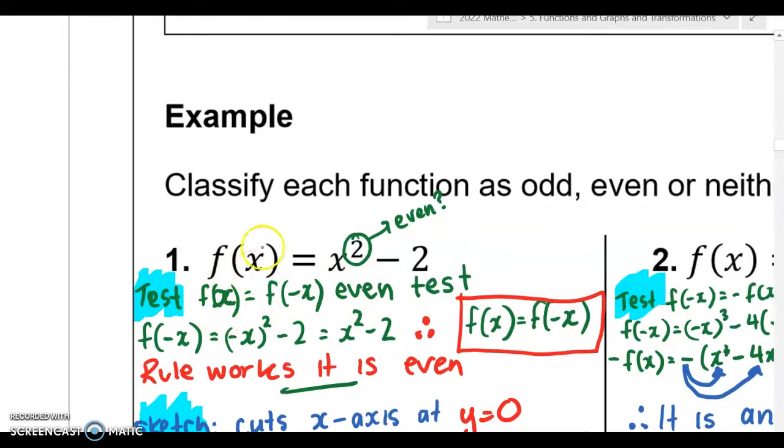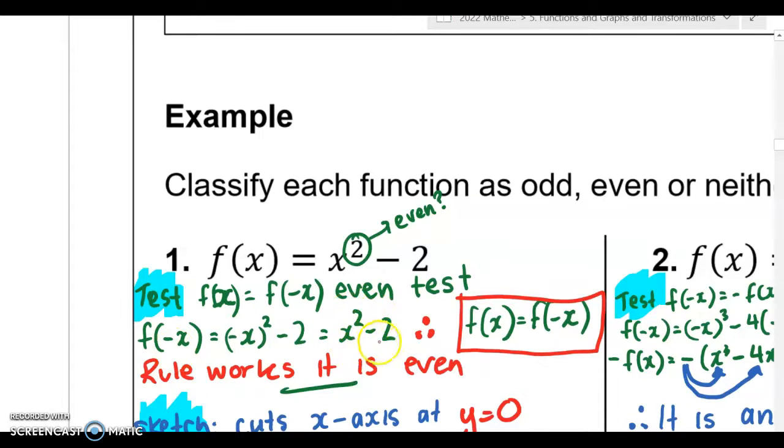We've got f of x, that was the question, that is x squared minus 2. Let's check f of minus x. So we're just going to place minus x wherever we had an x in our function. So f of minus x is minus x squared minus 2. And we know that minus x all squared is x squared, and we still have a minus 2. So f of minus x is x squared minus 2.